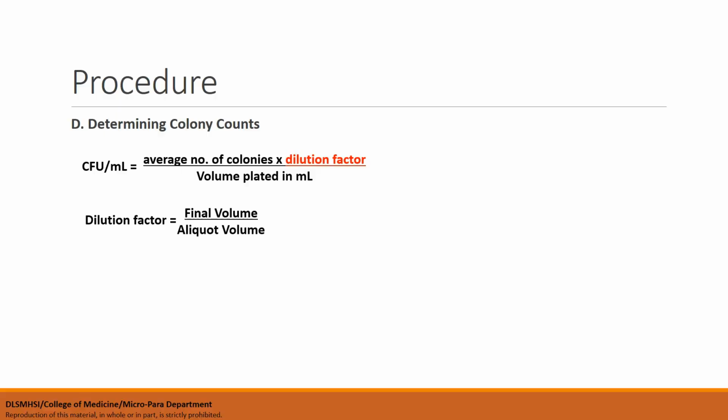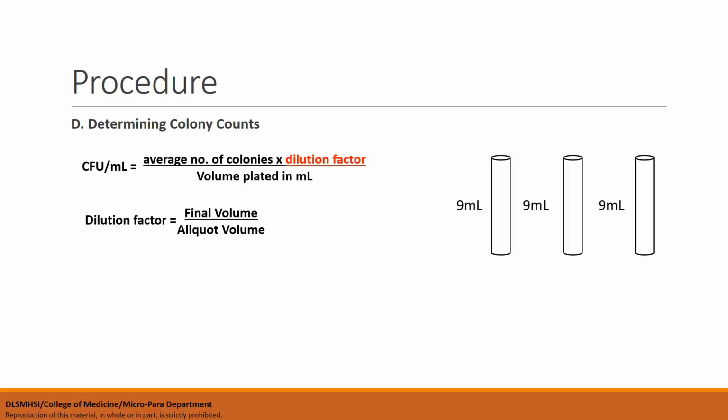In our example, or in this exercise, we have 3 tubes containing 9 ml each, and then we added 1 ml of our suspension. Therefore, for the first tube, our final volume will be 10 and the aliquot volume is 1. And then transferred another 1 ml to the succeeding tube through serial dilution. The first tube will have a dilution of 1:10.